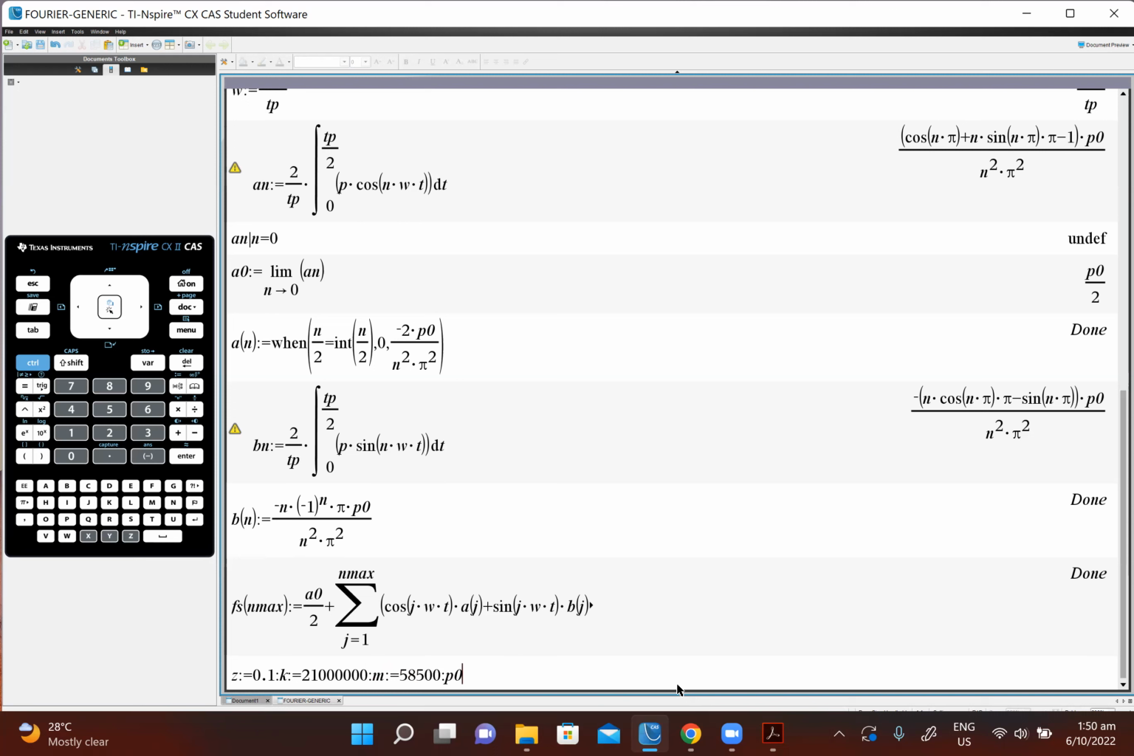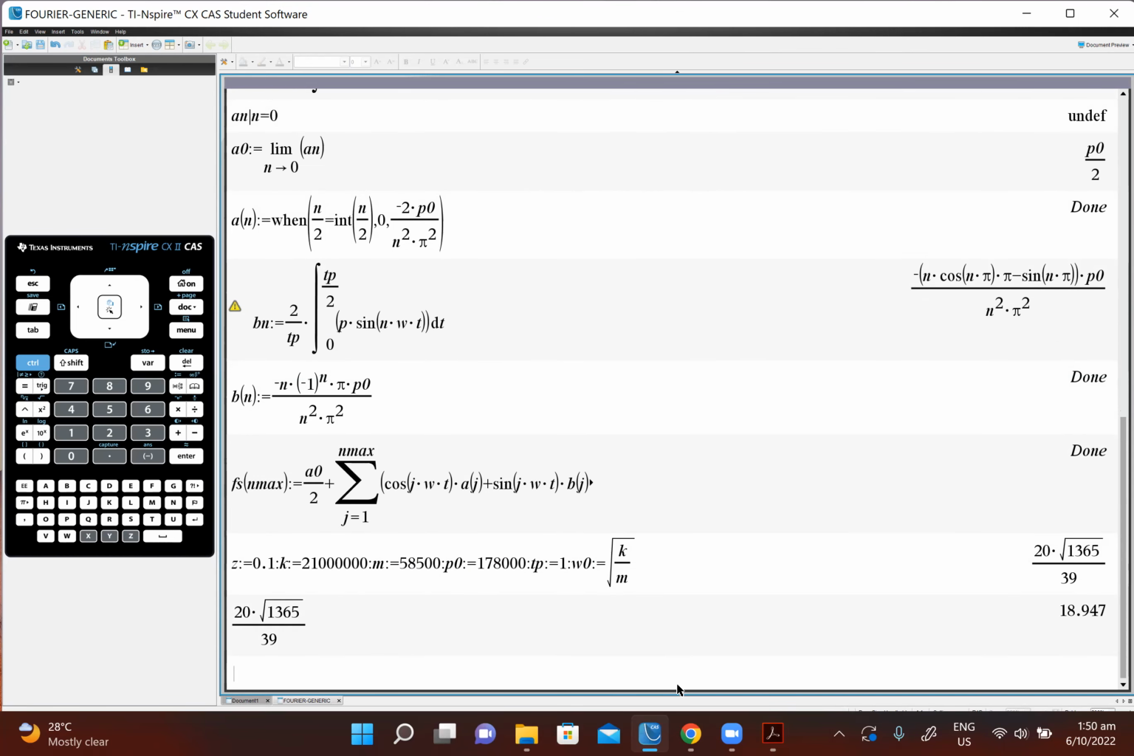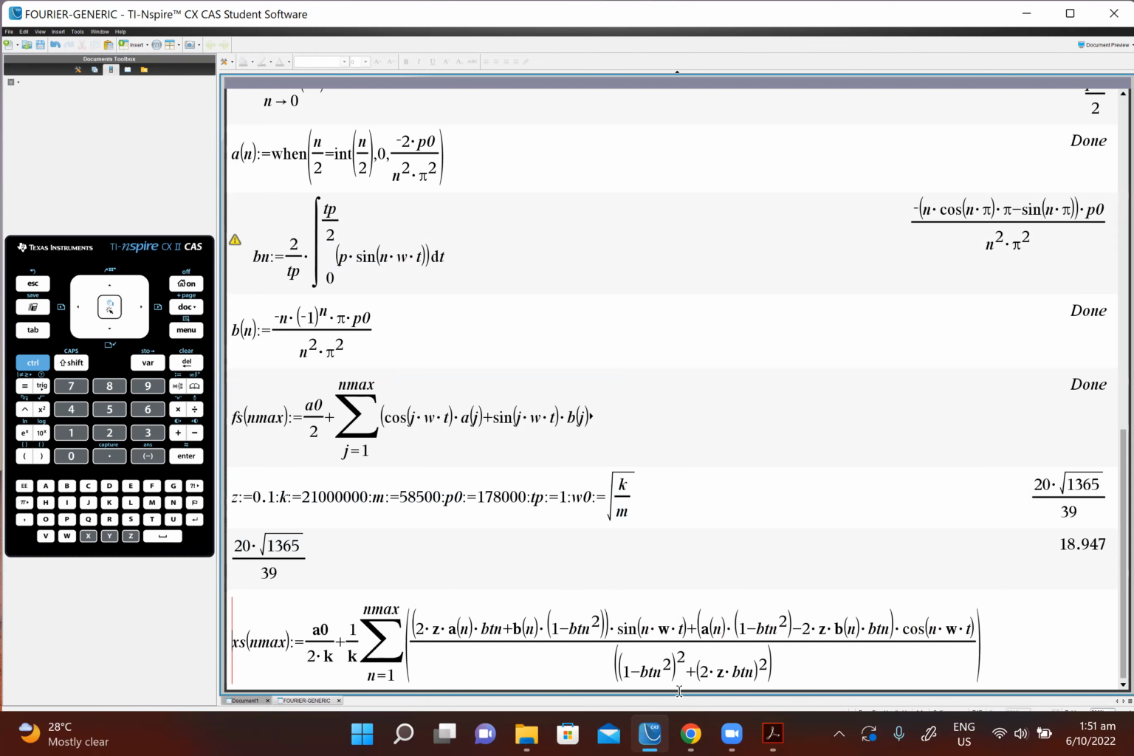And then my mass is given as this number. And then the P naught, the amplitude of the force, is 178,000 newtons. And then the period is 1 second. And let's also calculate the natural frequency, which is square root of k over m. If you don't like that number, you can use Control Enter. So now I'm ready to use the solution that I wrote down earlier as a comment. Now let me remove the comment sign so that I actually have a Fourier series for the solution.